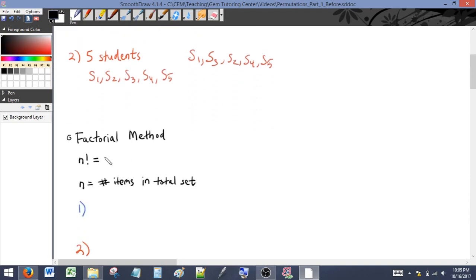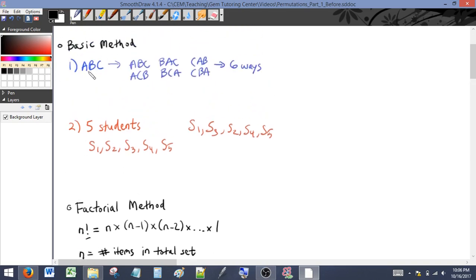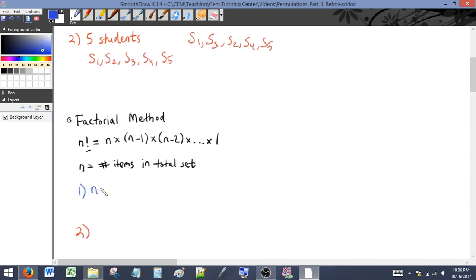The symbol right here is called factorial. And n factorial is equal to n times n minus 1 times n minus 2 all the way to times 1, where n is the total number of items in the set. So let's do this for ABC. In ABC, we have 3 items, so n equals 3. And if we do n factorial, we get 3 times 2 times 1, and that's equal to 6.